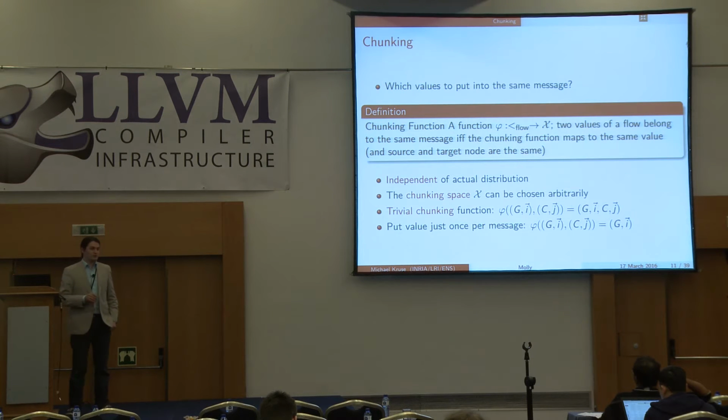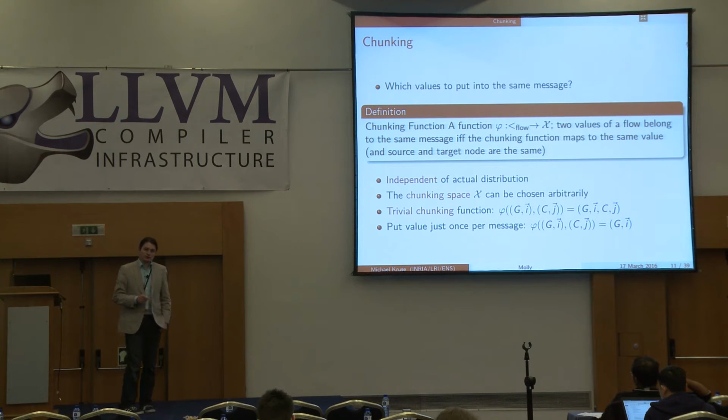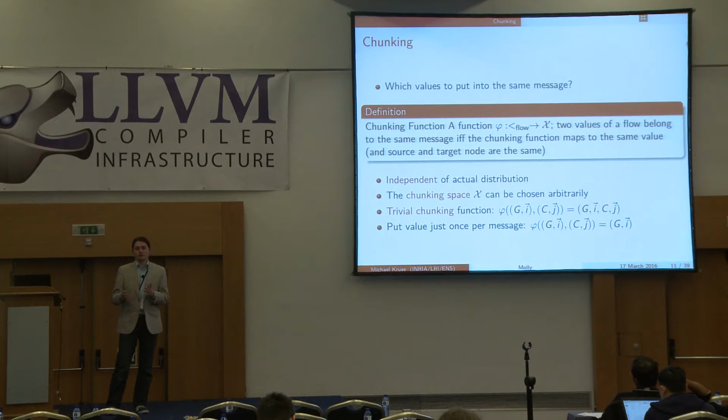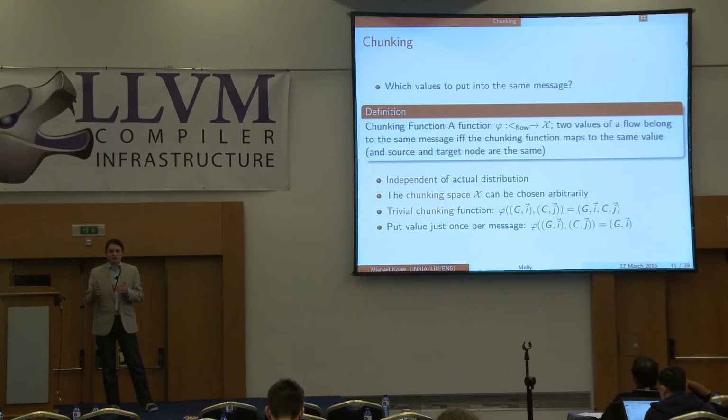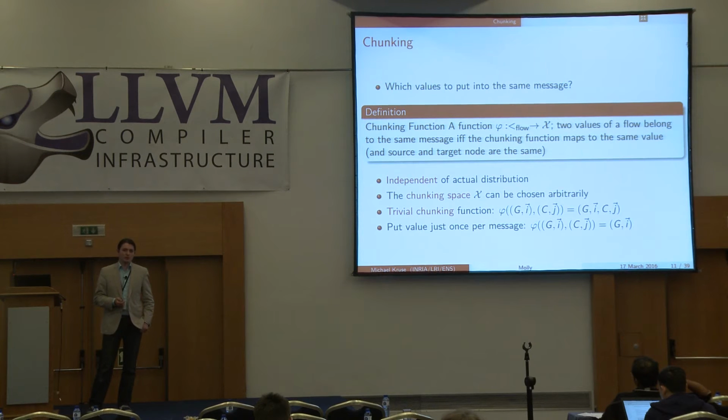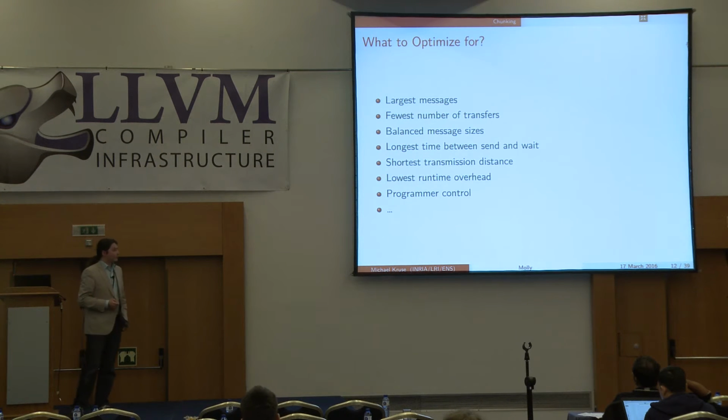For this, I used a notion called chunking. A chunking function says what values we want to put together into one message. When the chunking function gives different values for different inputs, it's basically saying we want to put them in different messages, otherwise you put them into the same message. There's a trivial one saying just give me every input, which would put all the values into the same message. So when we want to find a chunking function, what do we care for?